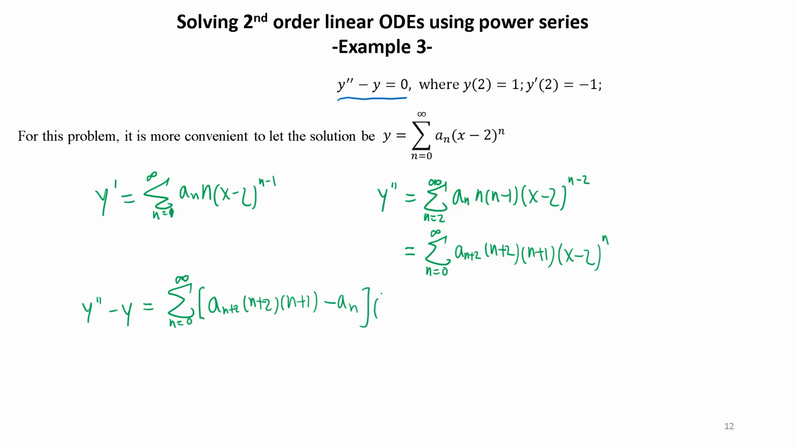And then again, this common factor of (x minus 2)^n has to be equal to 0 for all x, right? So this thing itself is equal to 0. And then from that, you find this recurrence relation: a_(n+2) is equal to a_n divided by (n+1)(n+2). Okay.